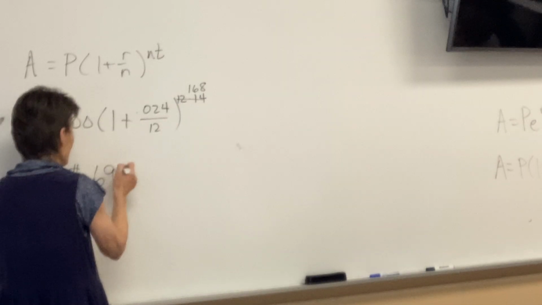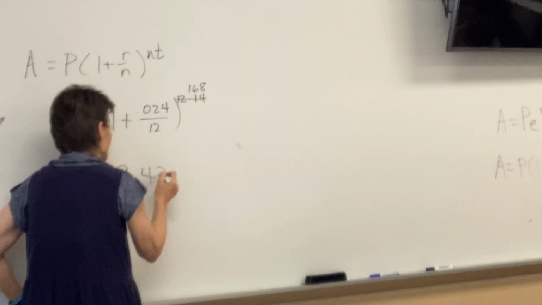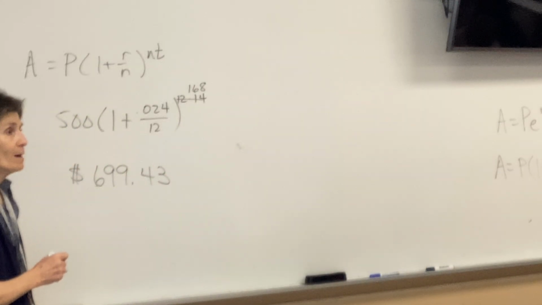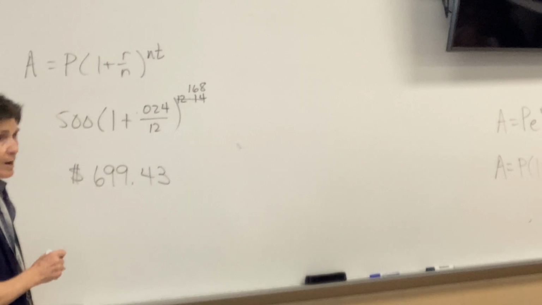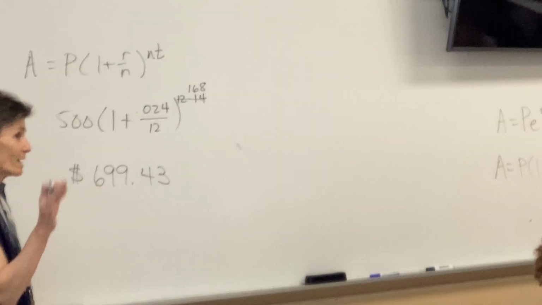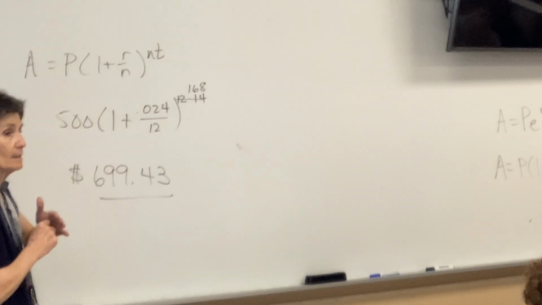And she's going to end up with $699.43. Money problems are always rounded to the nearest cent, right? So even if the directions say something different, money always looks like that.